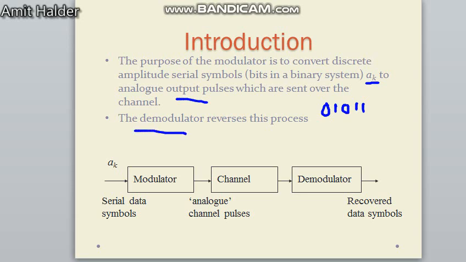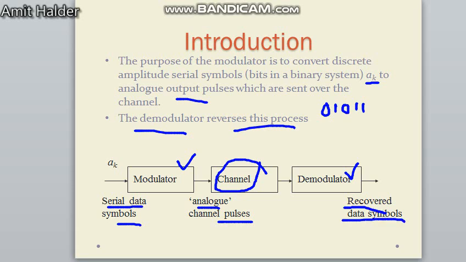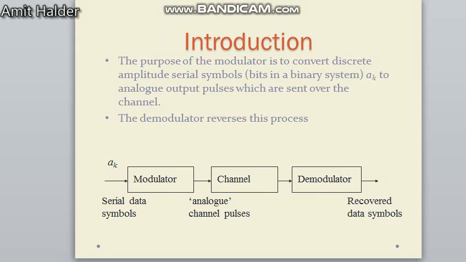The demodulator reverses this process. So there is a modulator which gets the serial data symbols, and the analog channel pulses will go through this channel, and after that the demodulator demodulates, it decodes all the signals, and they recover the data symbols. So that's the basic purpose of digital communication and basic propagation of data through modulator to demodulator for digital communication.